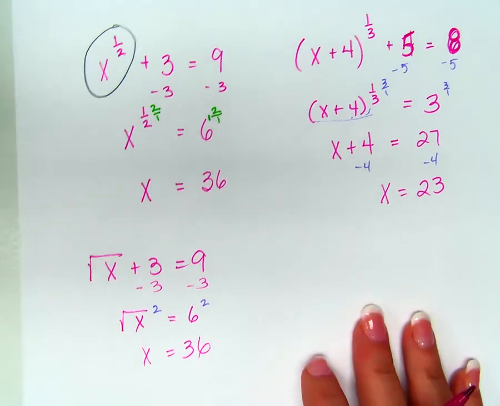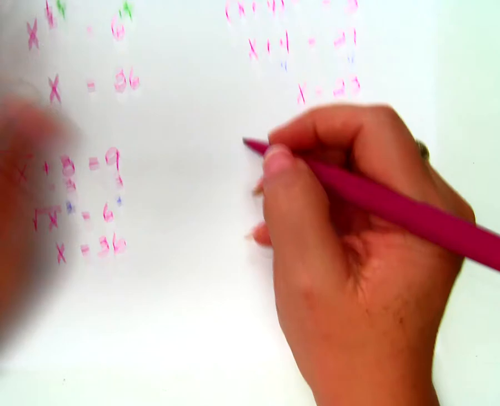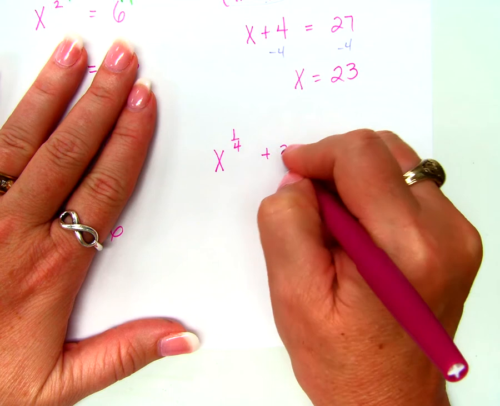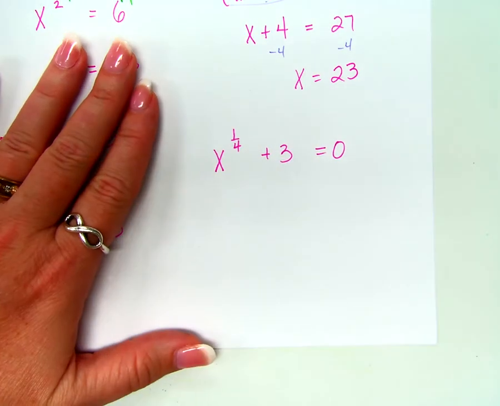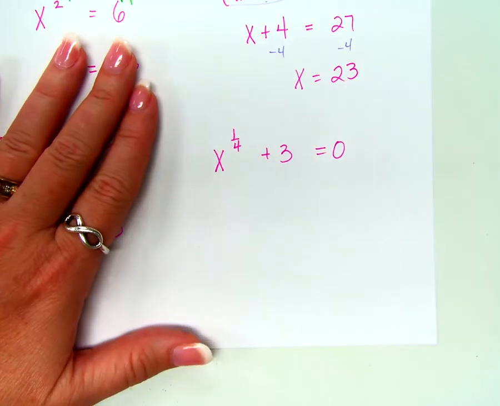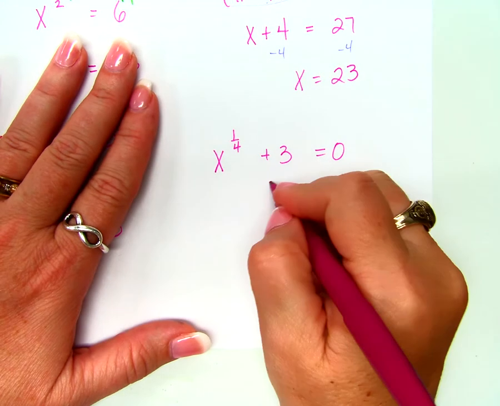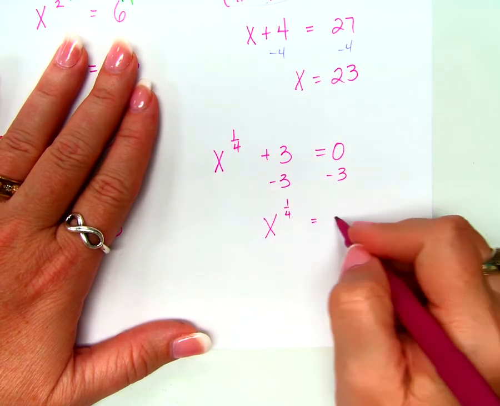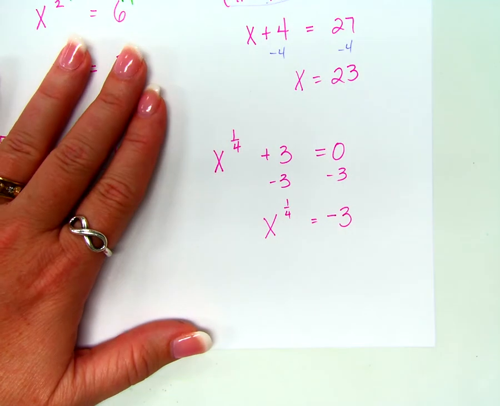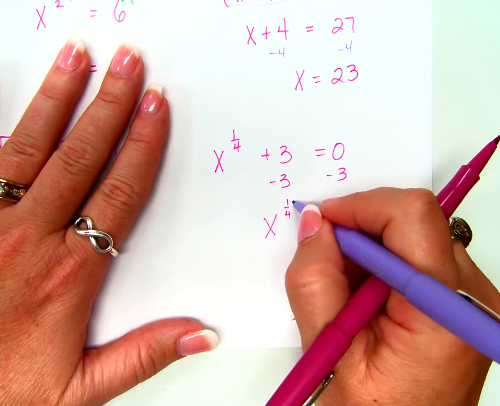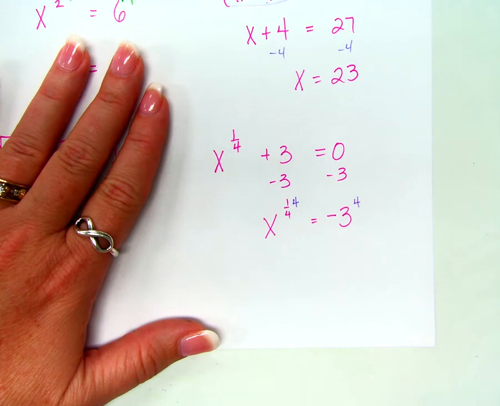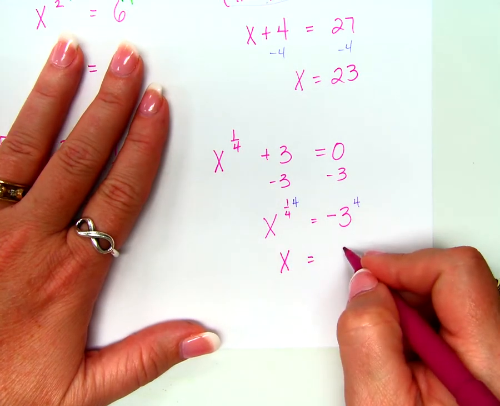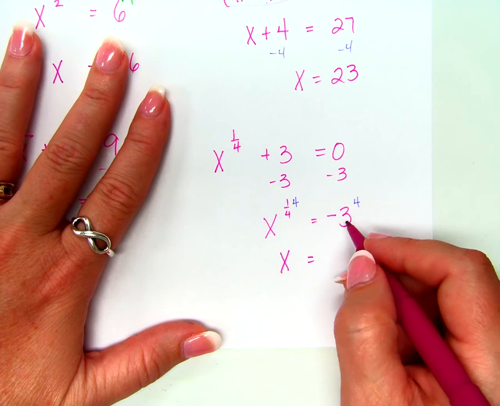Okay? So let's do this example right here. x to the 1/4 power plus 3 equals 0. What do I do first? Subtract 3. Seems pretty simple, right? Equals what? -3. Now what? Reciprocal, which is 4 over 1, or just 4, right? What's x equal? -3 to the 4th power?